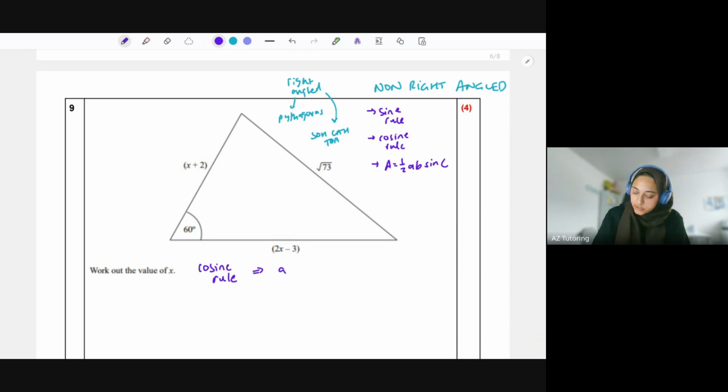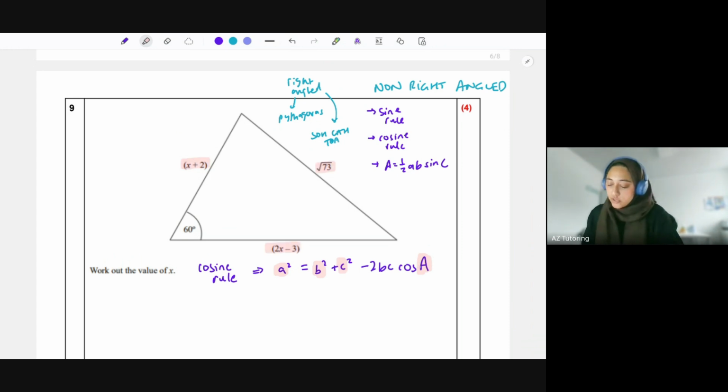It says a squared equals b squared plus c squared minus 2bc cos A, where all the little letters are lengths and the capital letters are angles. So with your cos, even in SOHCAHTOA as well, you can never put a length with your sine, cos, or tan. It's always an angle. And then the little letters are your lengths. So this works perfectly with this. We've got 1, 2, 3 lengths, which you can see here. And we've got an angle.